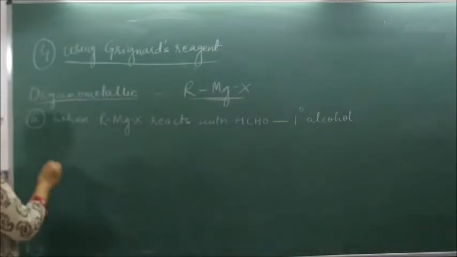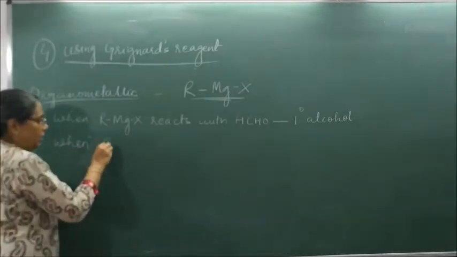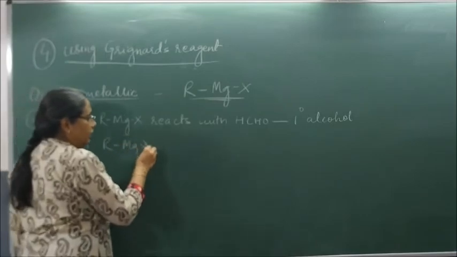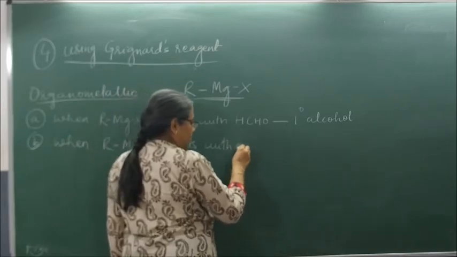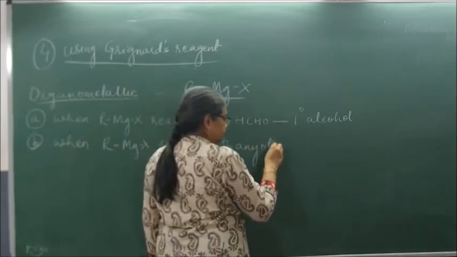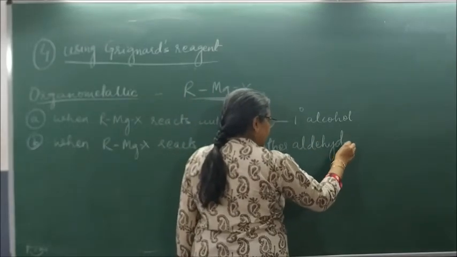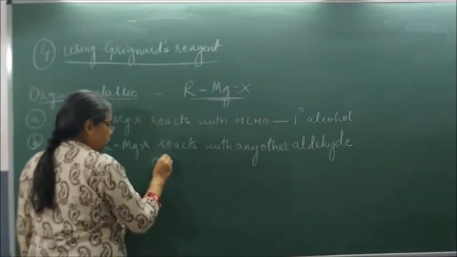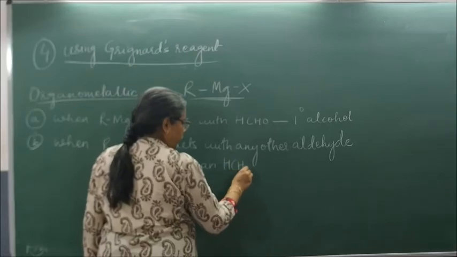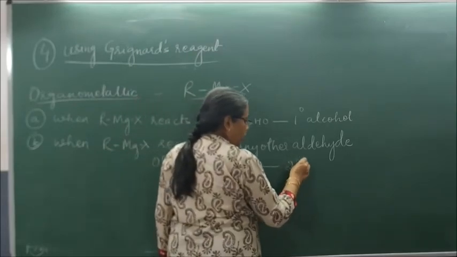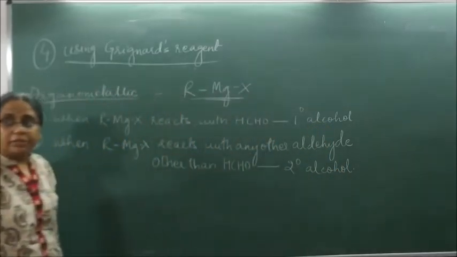Okay, now again I am writing the second part. When RMgX reacts with any other aldehyde other than HCHO. HCHO is what? Formaldehyde. We get what alcohol? Secondary alcohol. Okay, this has to be learned.